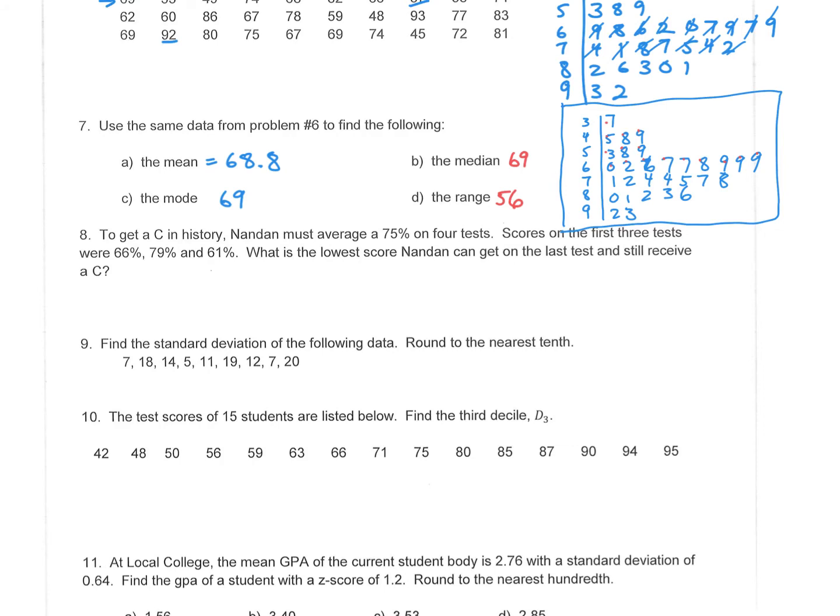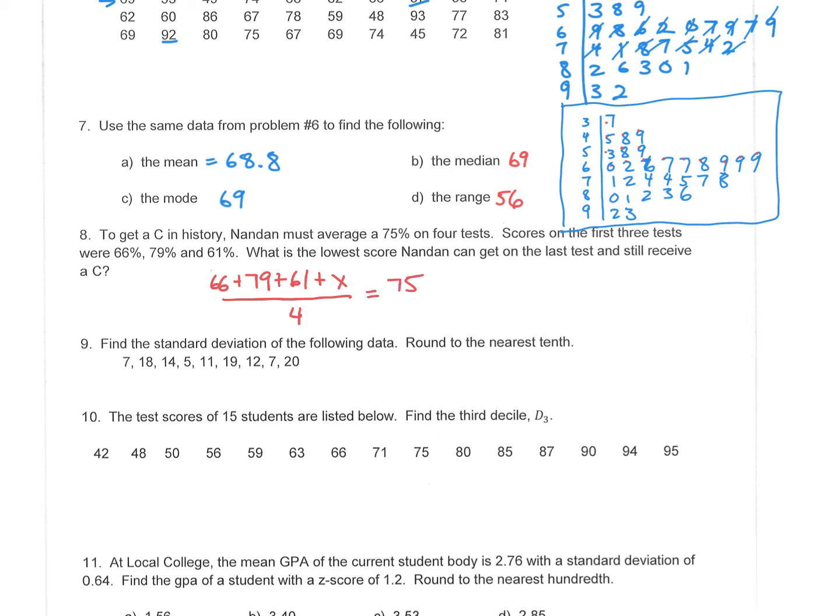Next question: to get a C in history, Nondone must average a 75% on 4 tests. Scores on the first 3 tests were 66, 79, and 61. What's the lowest score Nondone can get on the last test and still receive a C? So 66 plus 79 plus 61 plus some last score x, all divided by 4, that's the mean of the 4 scores, has to equal 75.